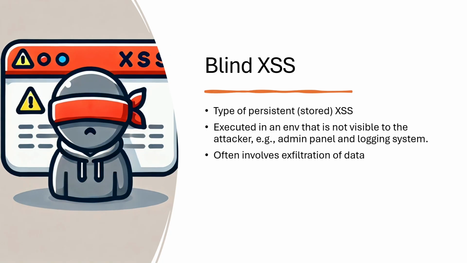The key characteristic of blind XSS is that the result of the attack is not directly visible to the attacker, making it harder to detect, and also harder for the attacker to perform this attack because the attacker can't see the outcome. It is often used to exfiltrate data silently from internal systems.